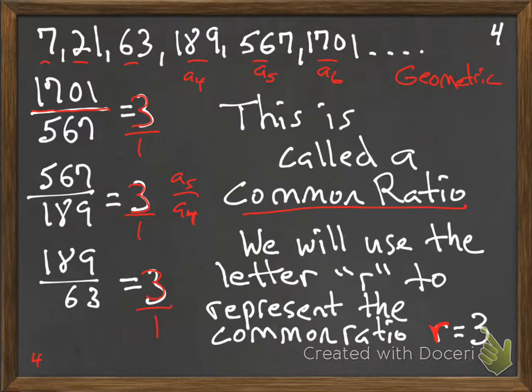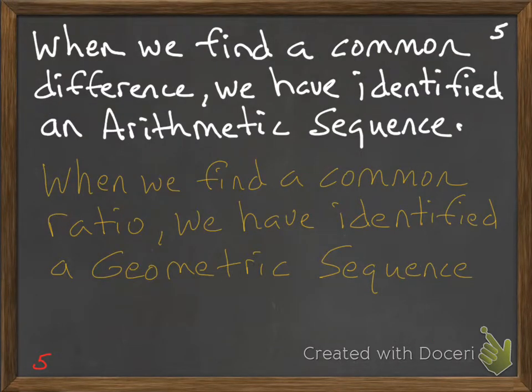For the rest of this video, we're going to pay attention to the arithmetic sequences. And then I'll make a second video about the geometric one. When we find a common difference, we have identified an arithmetic sequence. When we find a common ratio, we have identified a geometric sequence. So there's two things to put together: common ratio goes with geometric, and common difference goes with arithmetic.